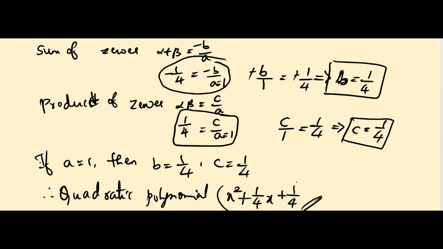Or you can simplify by multiplying by 4, because in the denominator, in the place of b and in the place of c, 1 by 4 is present, correct? So we will multiply by 4 to cancel this denominator, and then we can write 4x square plus x plus 1, or you can stop here only.